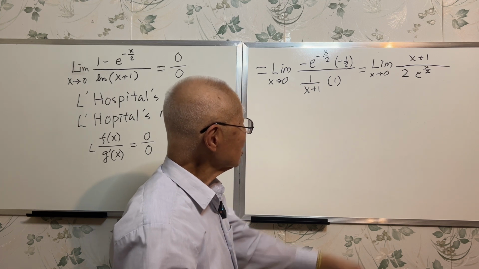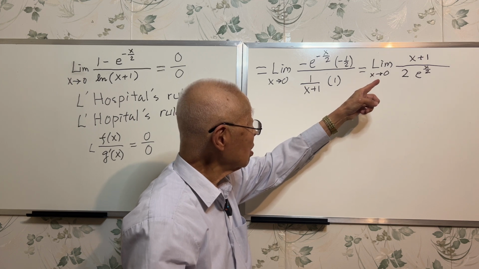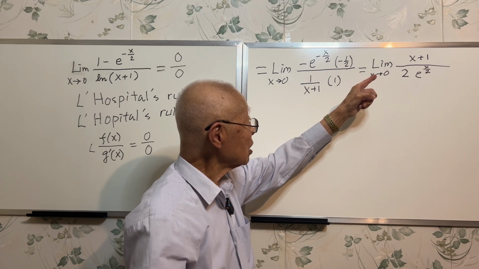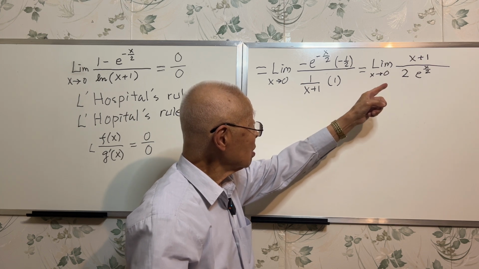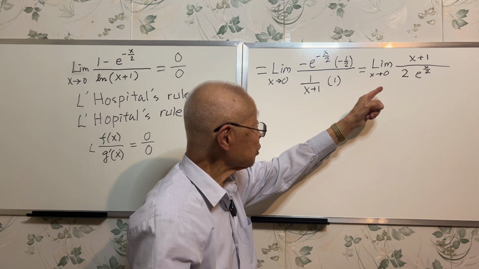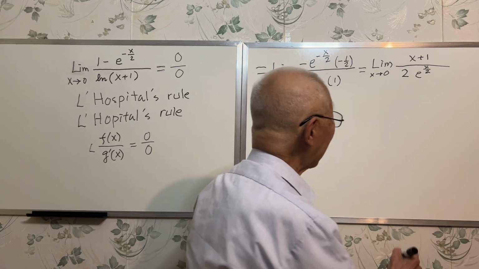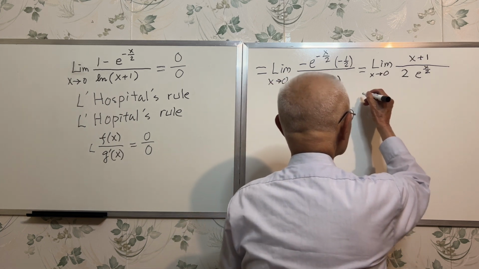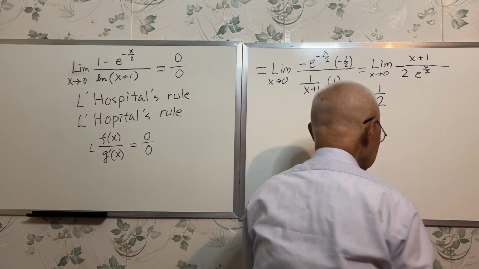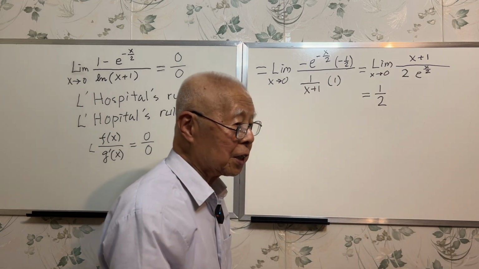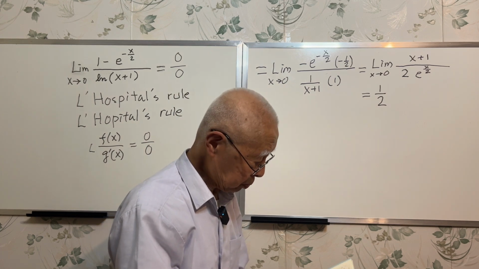Then do the limit again. X goes to 0, the numerator is 1. X goes to 0, the denominator is just 2. Therefore, the answer is 1/2. So that's the answer for this limit problem.